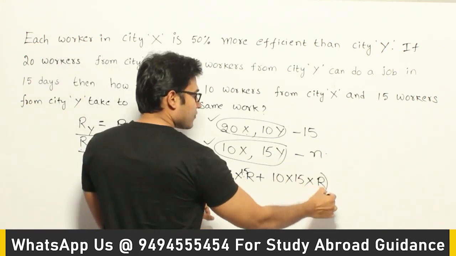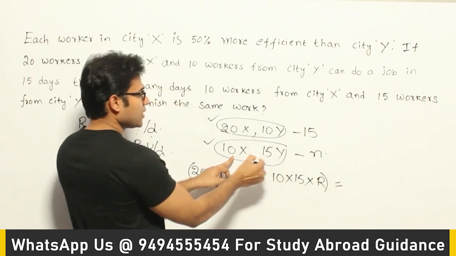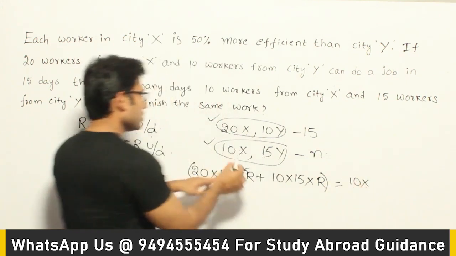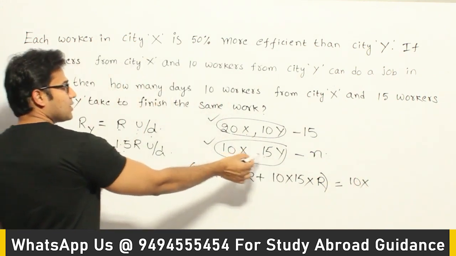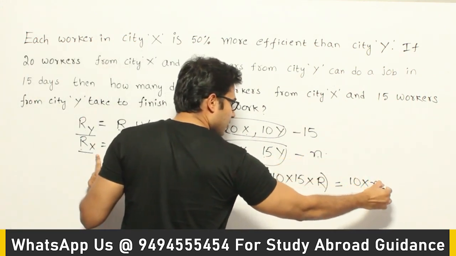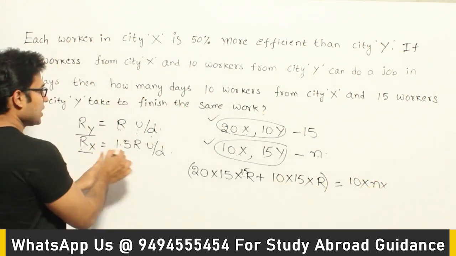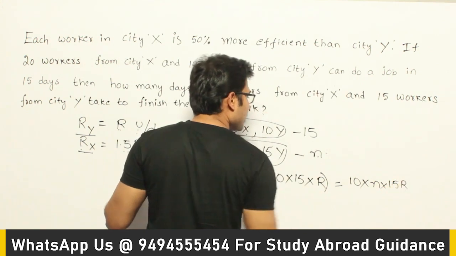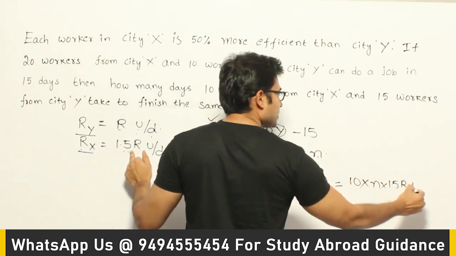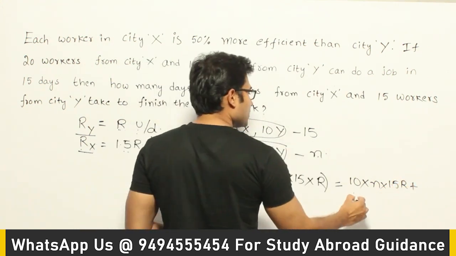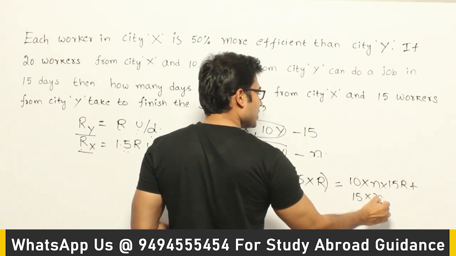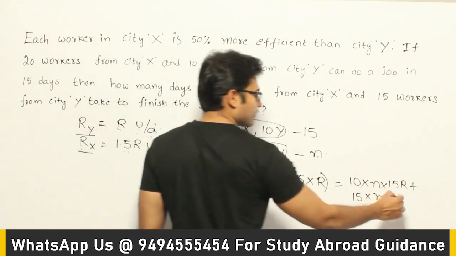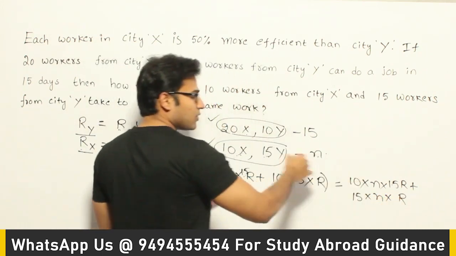Now this entire effort should be equal to the effort done by the other group. So what is the other group? 10 workers from X working for n days at a rate of 1.5 R units per day, plus 15 workers from Y working for n days at a rate of R units per day. So these two efforts should be equal.